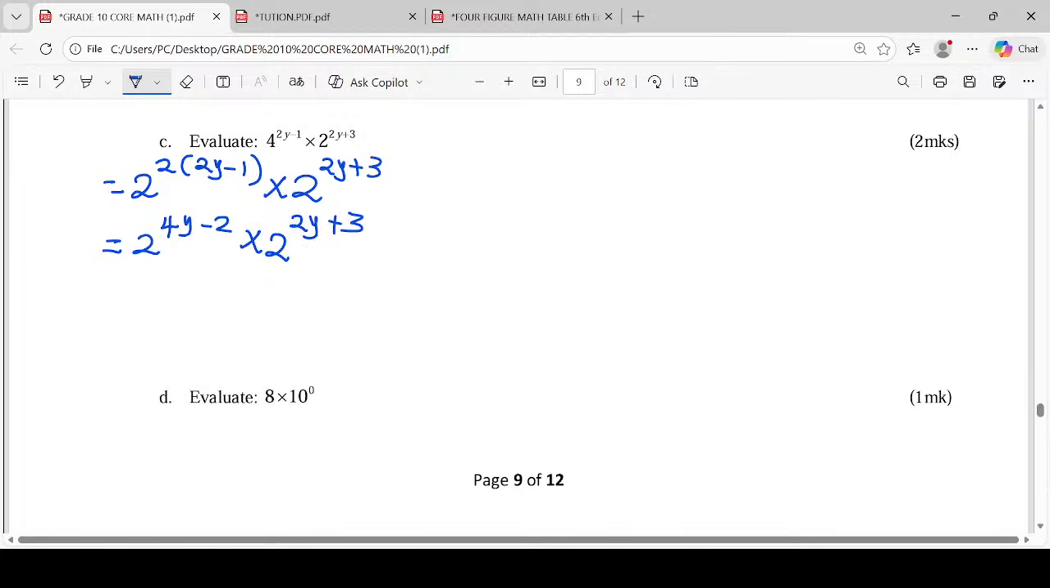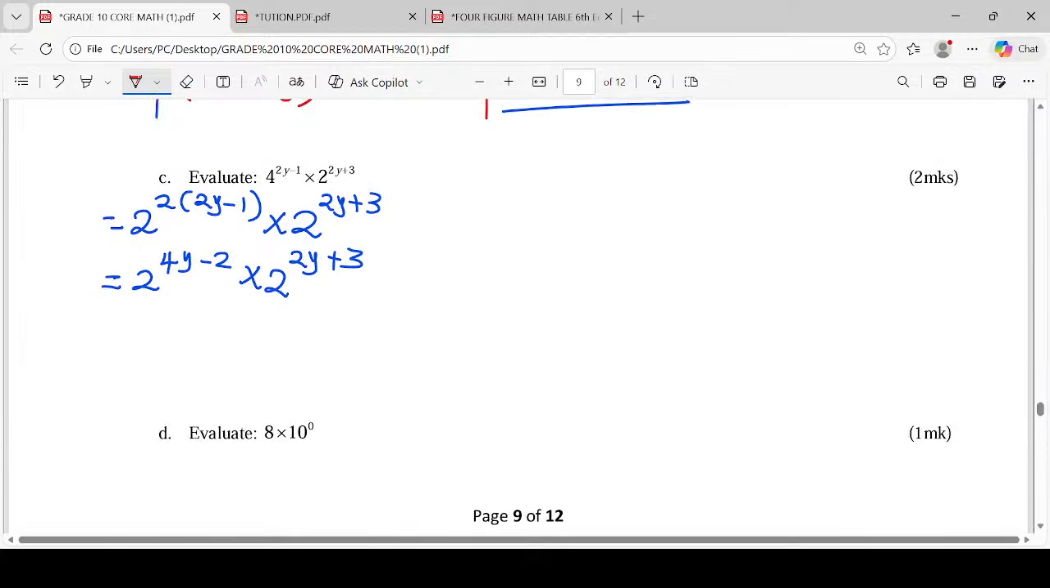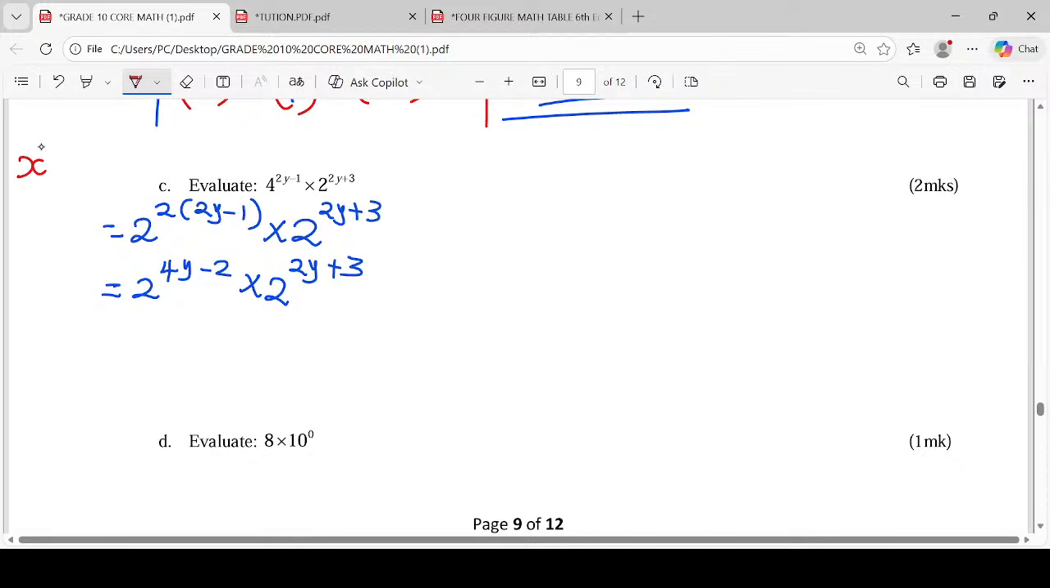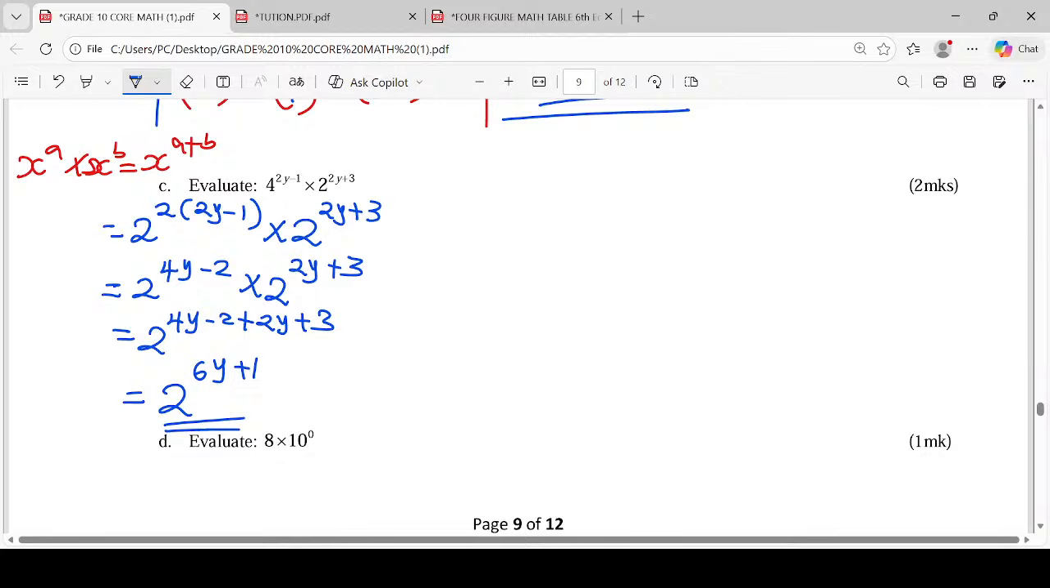When we are here, we can combine them into a single one. Because we are multiplying, we have a law that says, when you have x power a being multiplied by x power b, this can be written as x power a plus b, where we add the powers. Applying that law, this can be written as 2 raised to power 4y minus 2 plus 2y plus 3, which can further be written as 2 raised to power 4y plus 2y, this will be 6y, then minus 2 plus 3, that will be plus 1. And that will become your answer to that particular question.